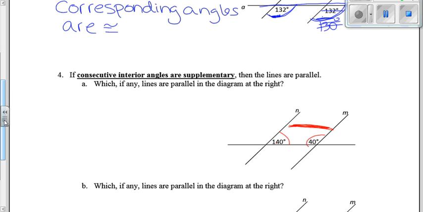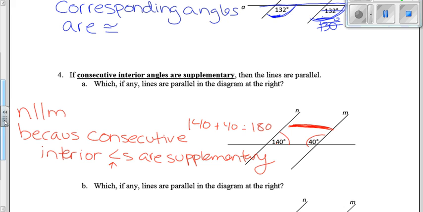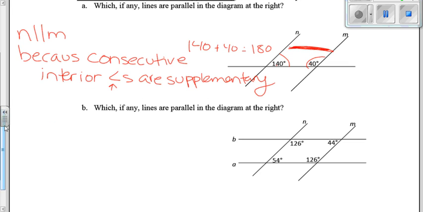Okay, those two do indeed add up to 180. 140 plus 40 is 180 degrees. So that means they're supplementary, which means that lines N and M are parallel. We can say they're parallel because, and our reason this time is, consecutive interior angles are supplementary. That's an angle symbol. Once again, they're parallel because those consecutive interior angles are supplementary.